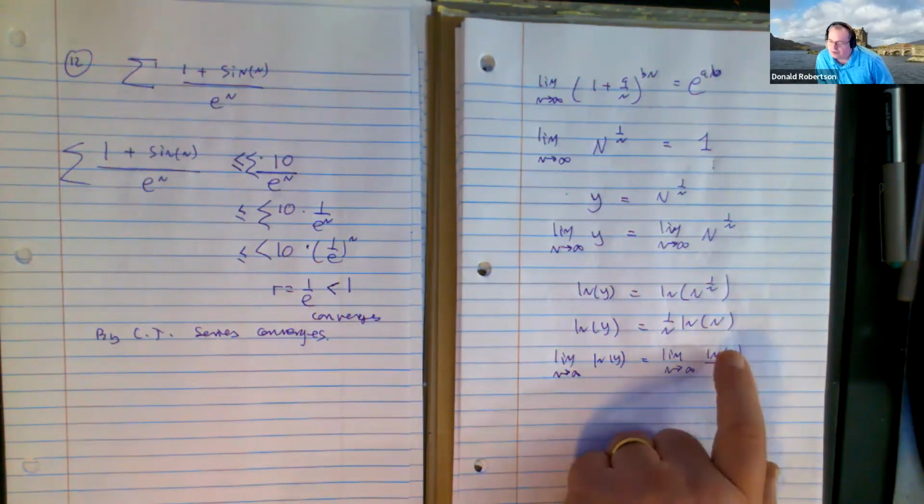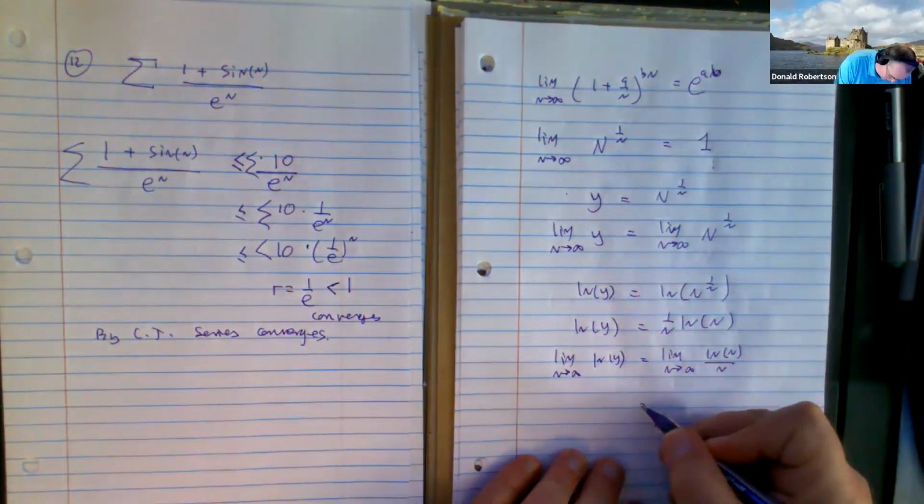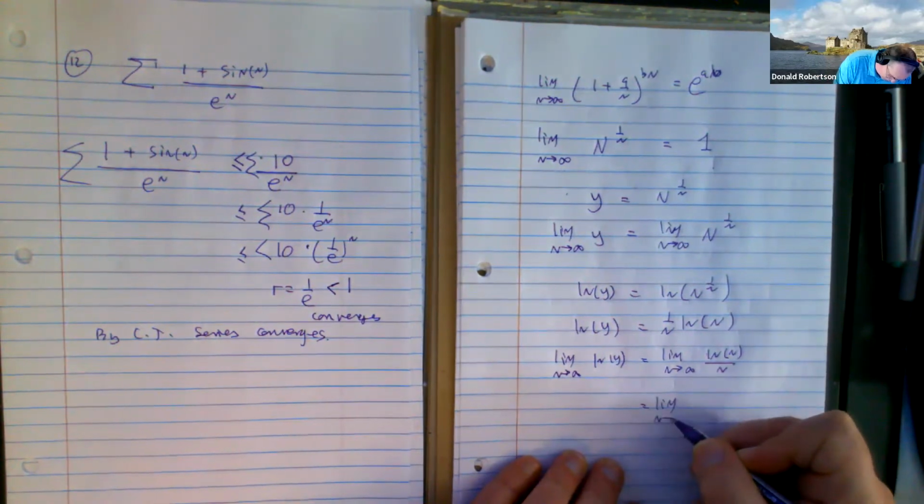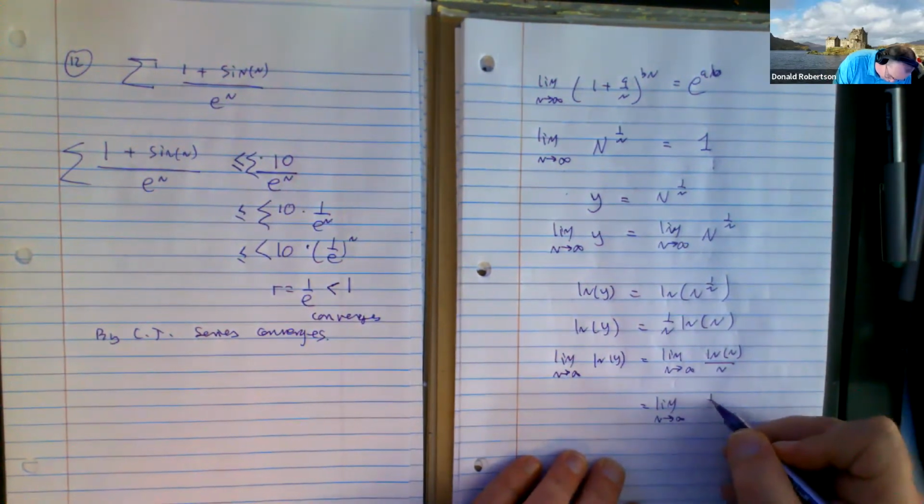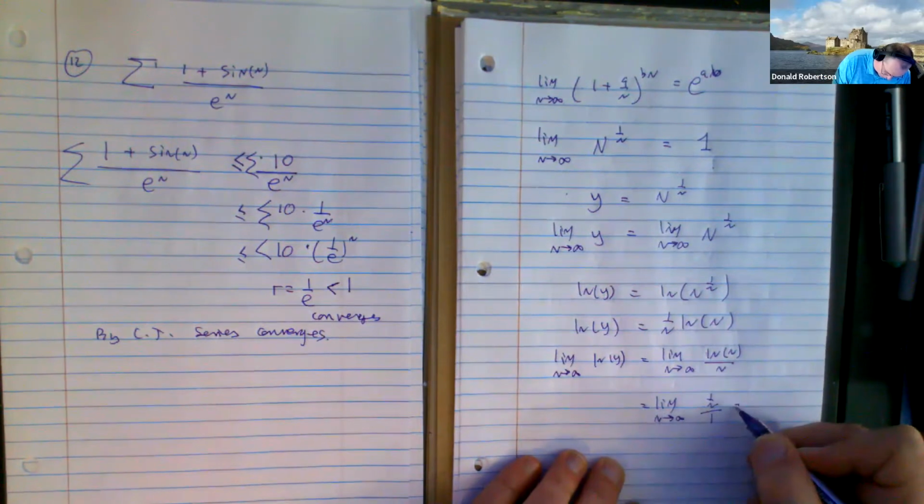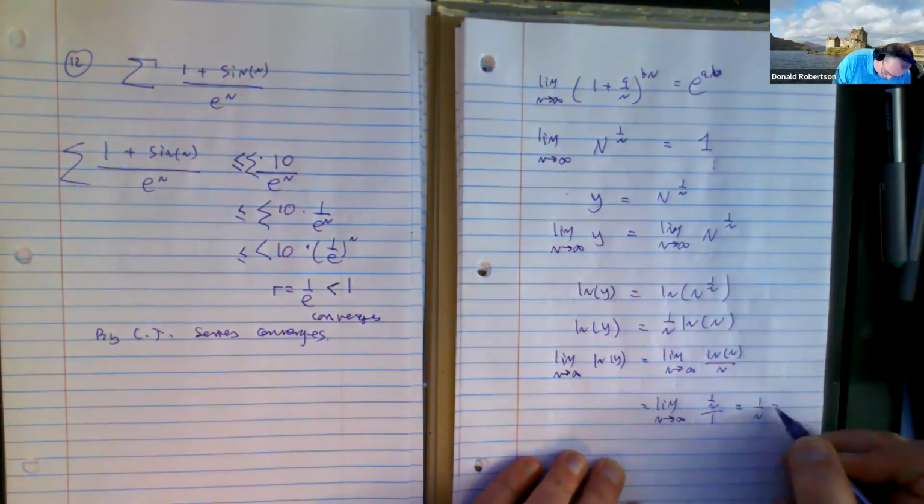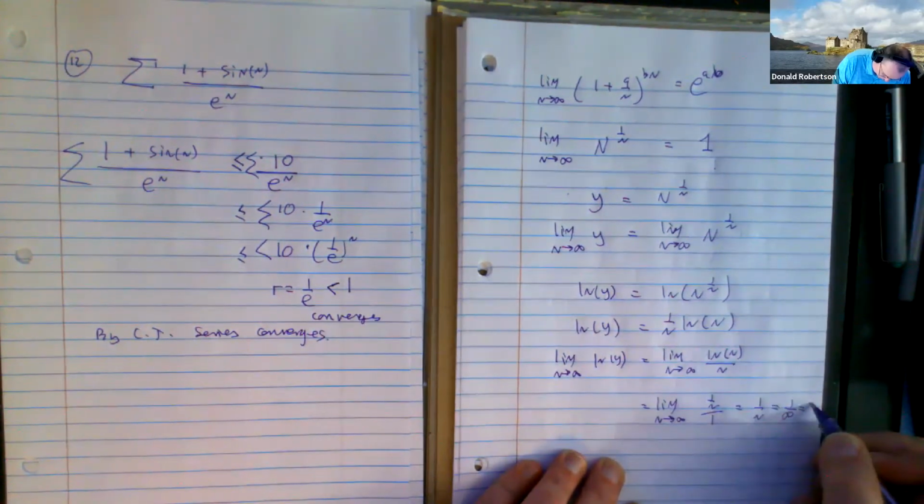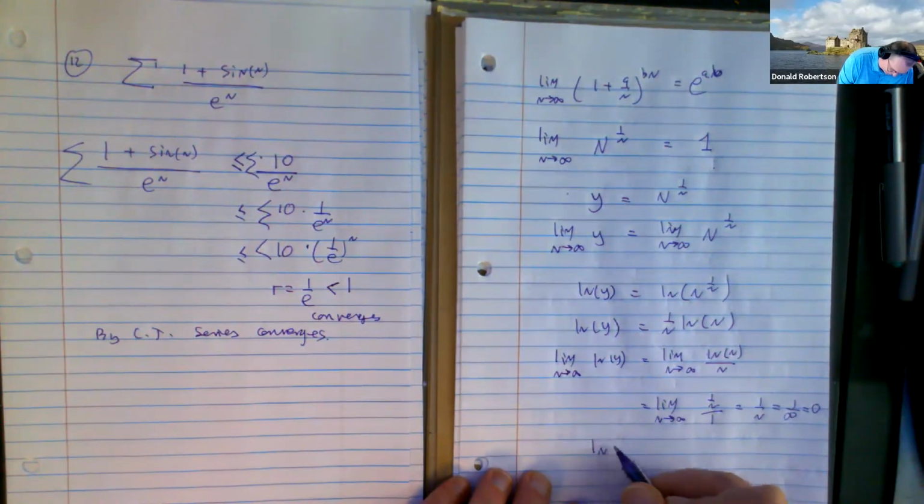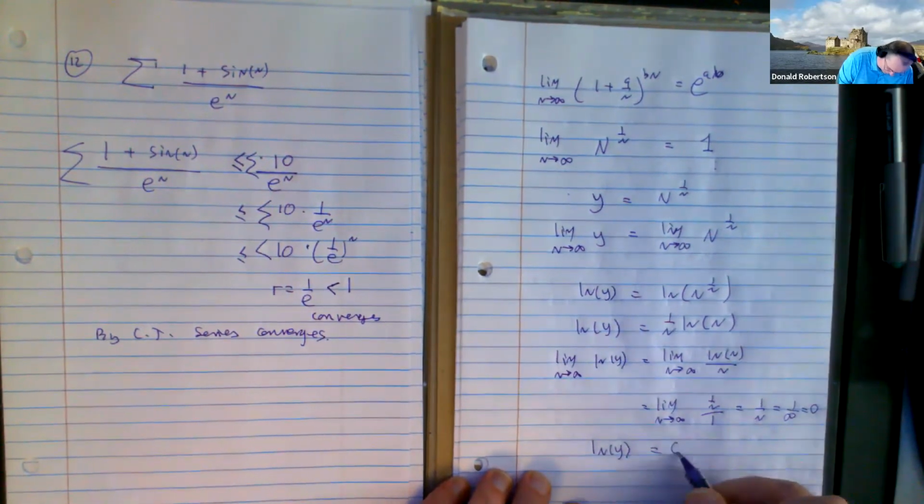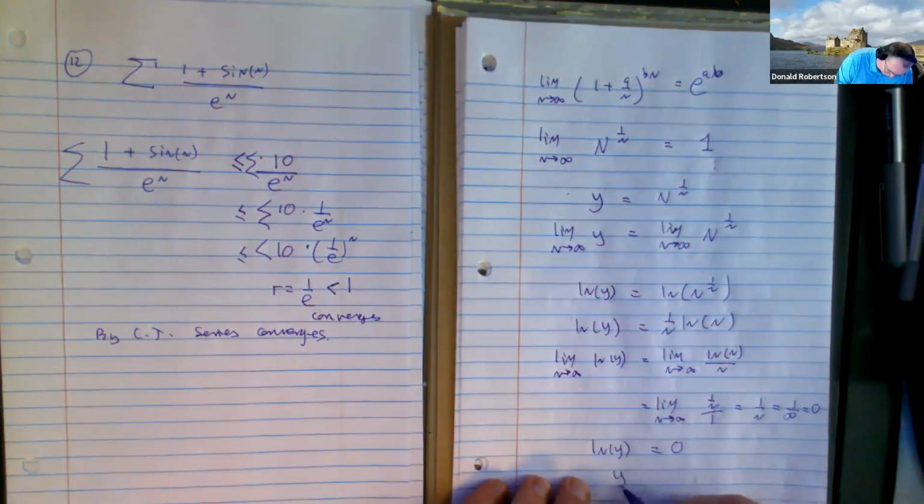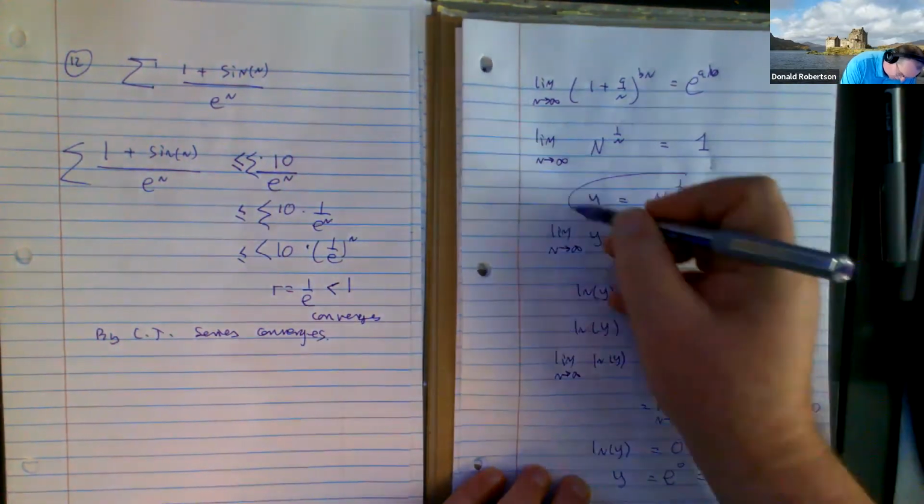Couldn't you do L'Hopital on this? What would you get? You'd get the limit as n tends to infinity of 1 over n over 1, which is basically 1 over n, which is 1 over infinity, which is 0. So the natural log of y is 0. So that makes y e to the power of 0, which is 1. And isn't y that guy?